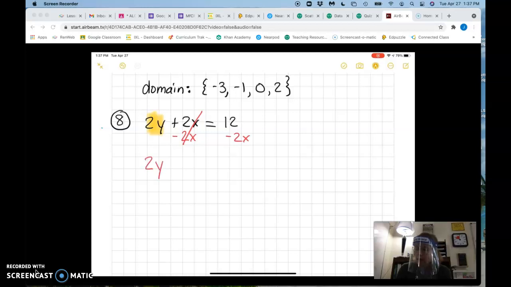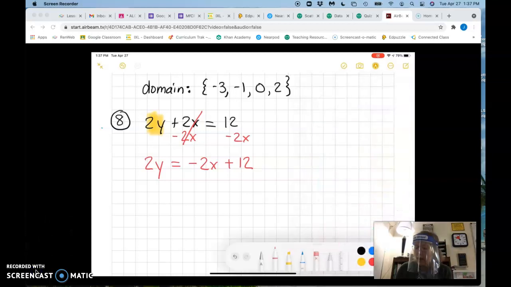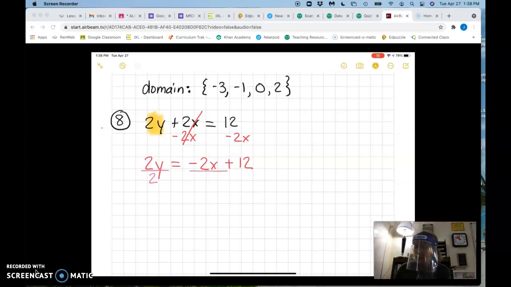So on this side now, I just have 2y equals negative 2x plus 12. Now I cannot put the 2x with the 12 because one is an x and one doesn't have an x. They're not the same variable, so they have to stay separate. Now, what do I do to get y alone? Any guesses? Y alone, we're going to divide by whatever is next to the variable. Whatever you do to one side, you have to do to the entire other side.